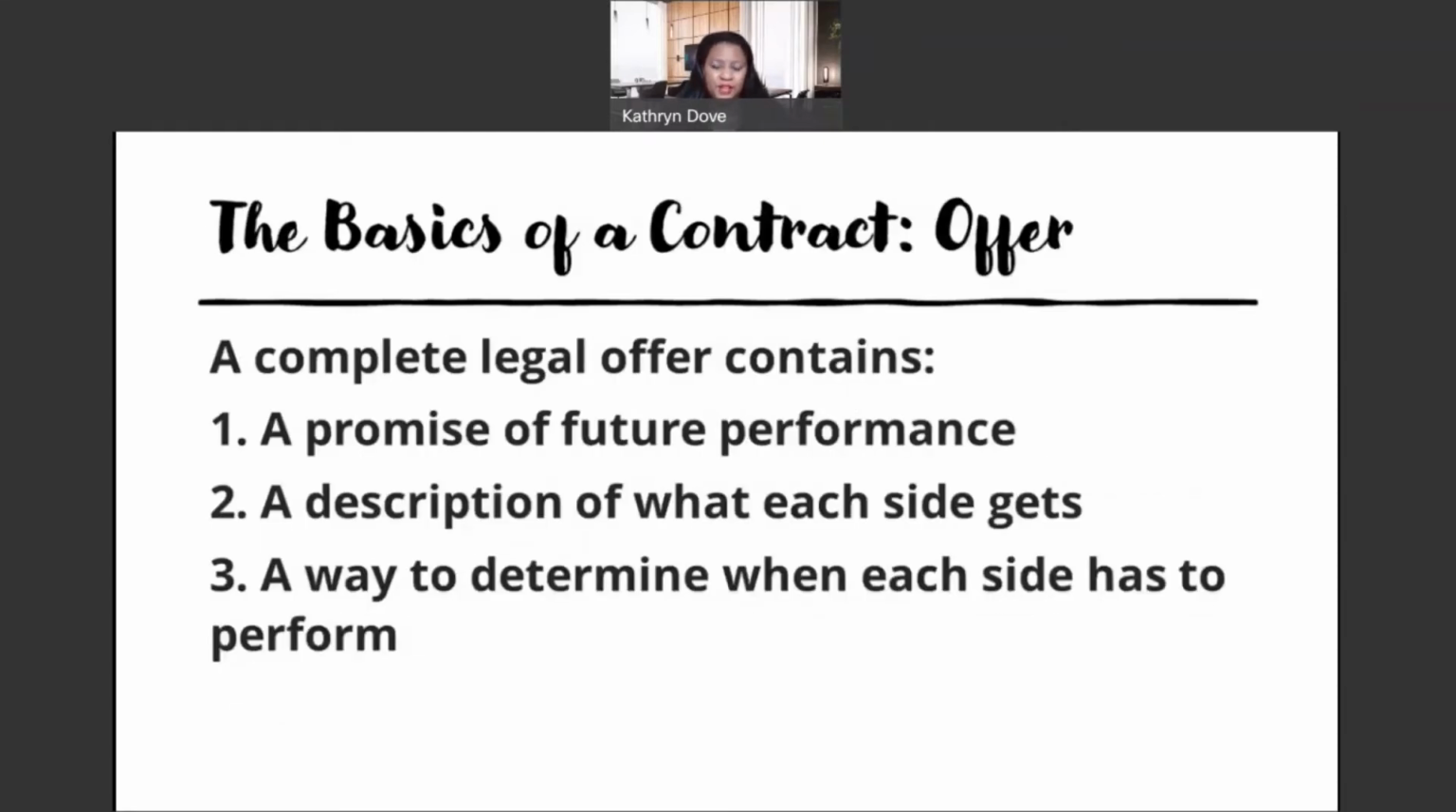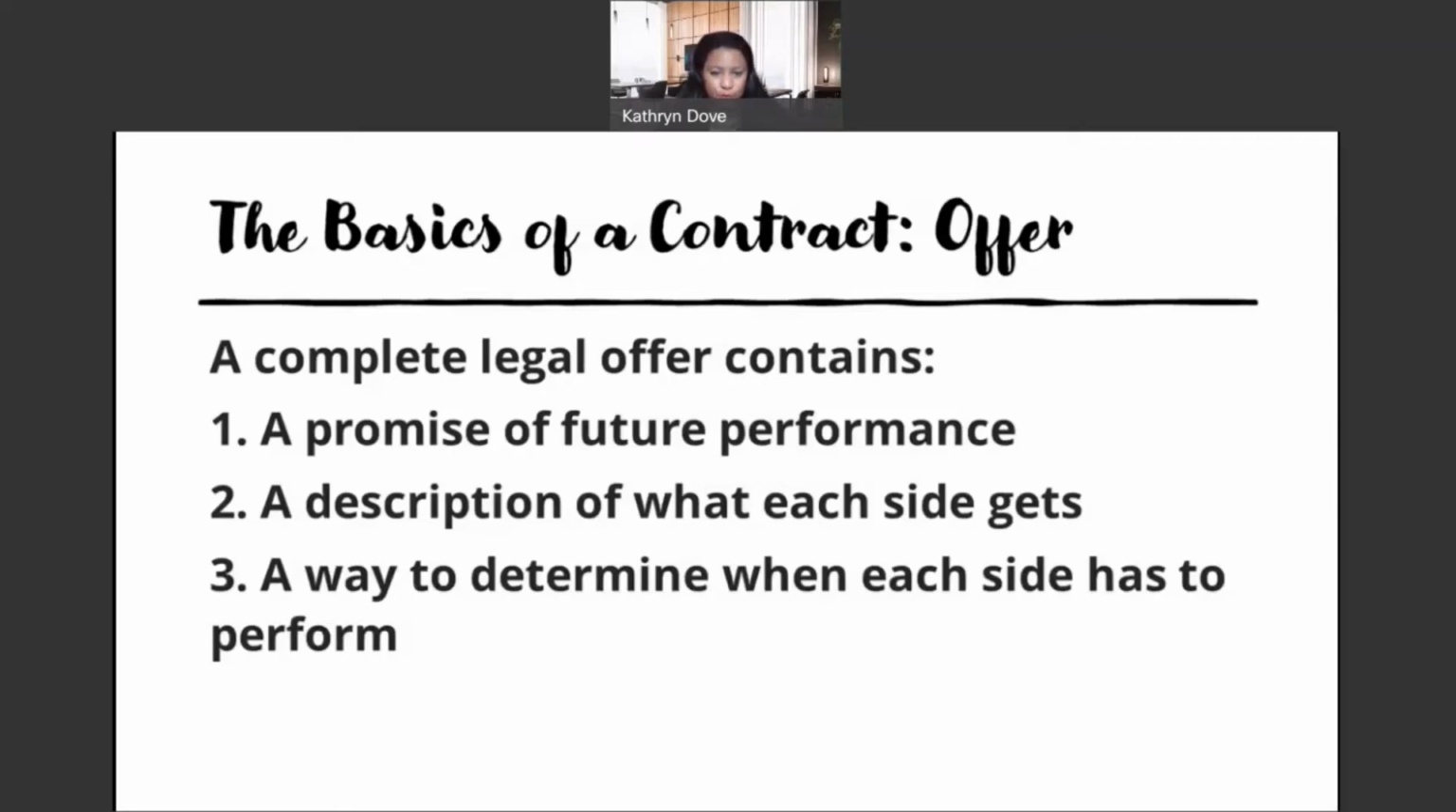So let's talk about the offer, the first element of a valid contract. A complete legal offer contains a promise of future performance. I promise to sell you my textbook if you promise to bring me $100 tomorrow. That's an offer. It has to have specific and definite terms, a description of what each side gets. I get $100, you get my textbook.